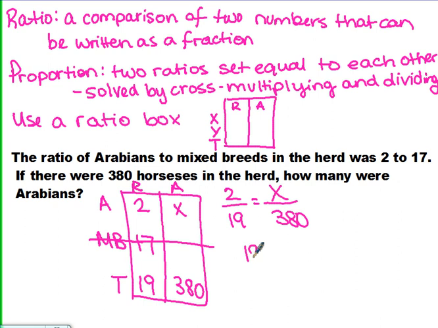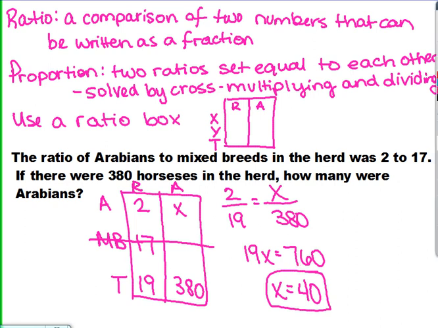19 times x is 19x. 380 times 2 is 760. And finally, we divide to find the number of Arabian horses. 760 divided by 19 is 40. All right, so there were 40 Arabian horses. All right, so use your ratio box to organize your information. And then once you have information organized, you want to use it to find missing information and then set up a proportion to solve.